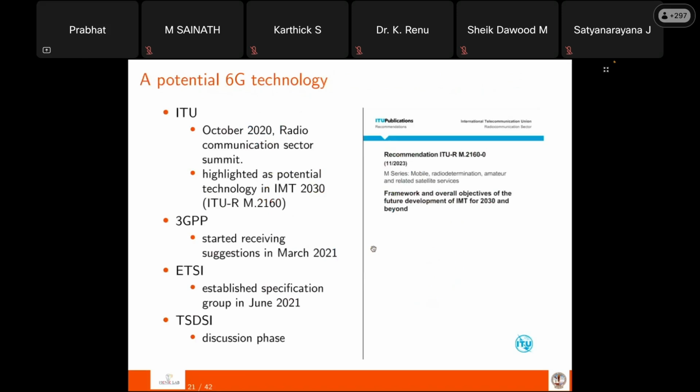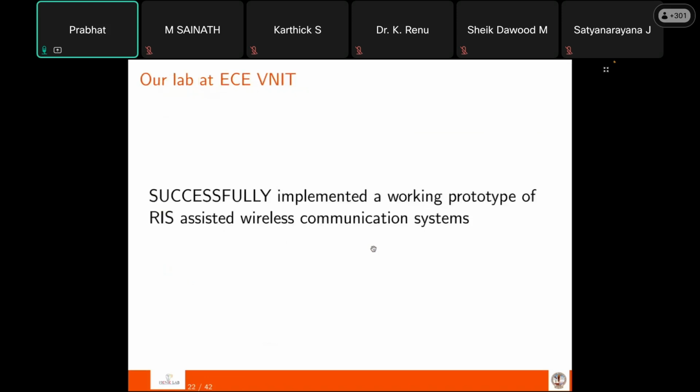RIS has not just been explored theoretically by researchers in the literature, but it is now also in the talks of different standardization bodies like ITU, 3GPP, ETSI, and TSDSI, which is the Indian standardization body. All these bodies have started considering RIS as one of the potential technologies for the future generation wireless communication system. However, the specific standards are yet to evolve for this particular technology.